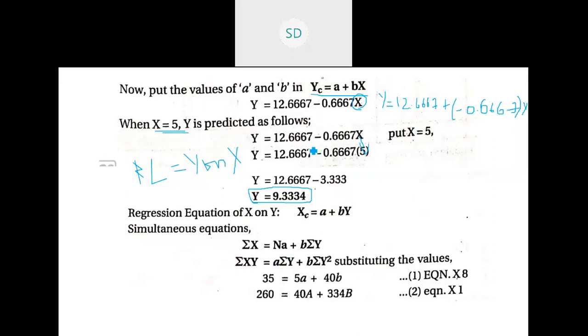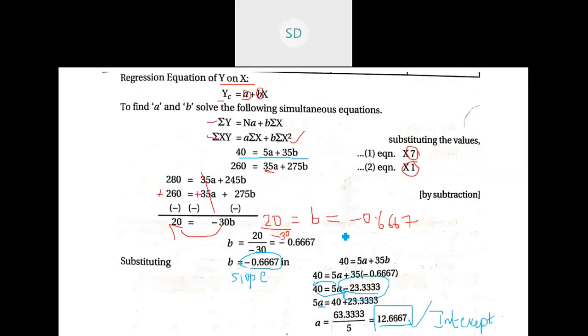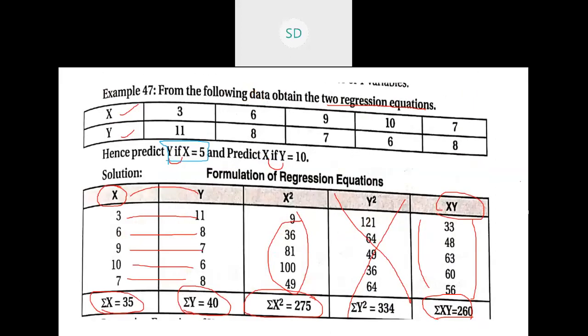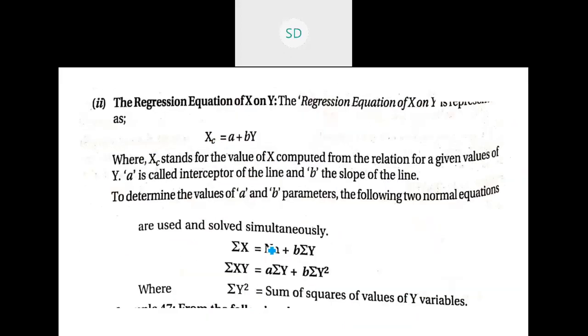Okay, so we understood how to calculate y on x. Now let us go back to the problem once again, and we will be solving x on y. Until now we had y on x. Now we will be solving x on y. The regression equation x on y is represented as Xc. In y on x you had Yc. Xc is equal to a plus by, whereas there it was a plus bx.